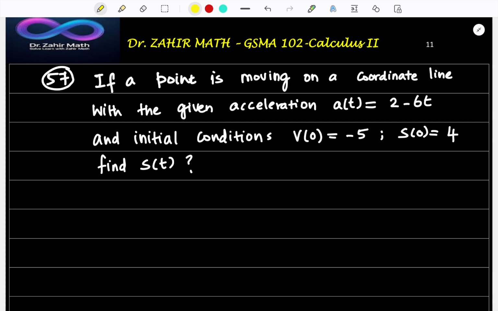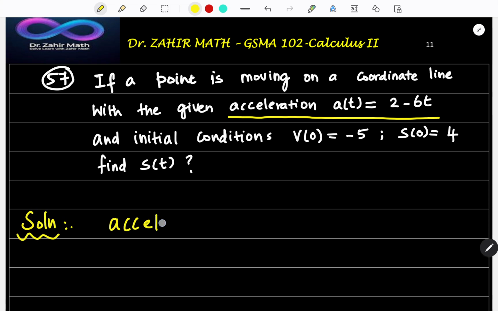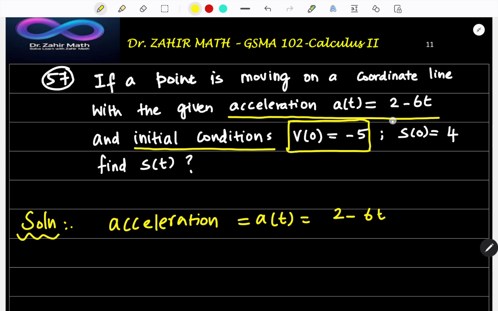Let me read this question. If a point is moving on a coordinate line with the given acceleration a of t. So what is given? Acceleration is given. Let me go to the solution. Acceleration is given, which is a of t equal to 2 minus 6t. And the initial conditions are given. What are they? V of 0 and S of 0. Let us keep them for now. What is the question? Find S of t.